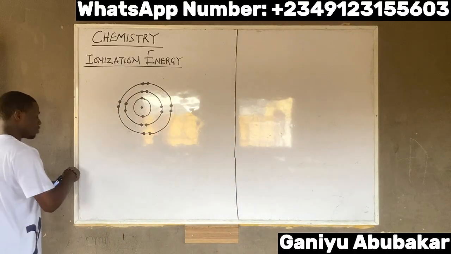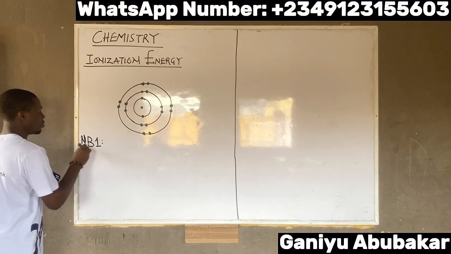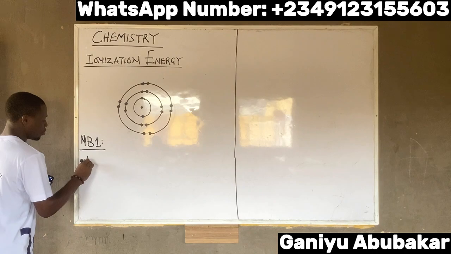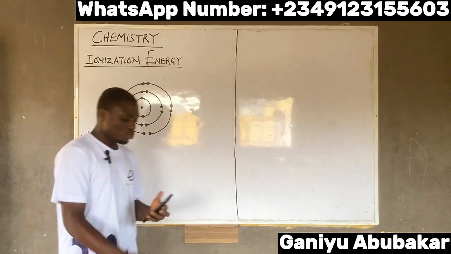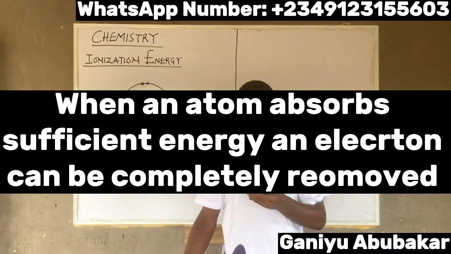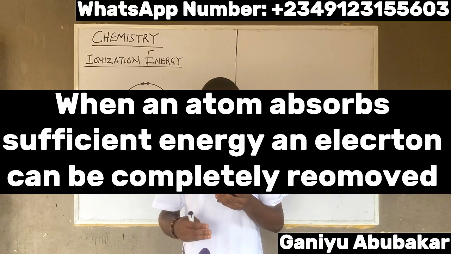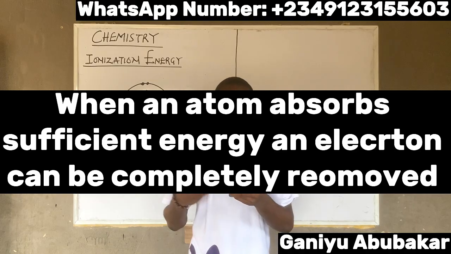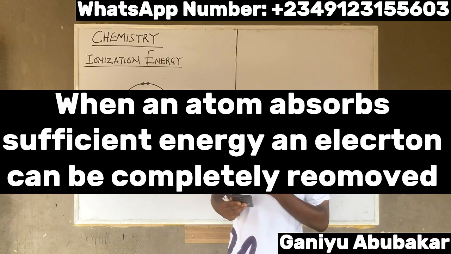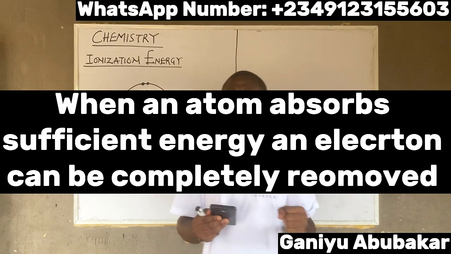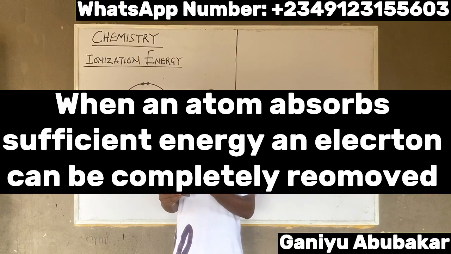Note number two. Note number two says: when an atom absorbs sufficient energy, an electron can be completely removed. Come again. When an atom absorbs sufficient energy, an electron can be completely removed.